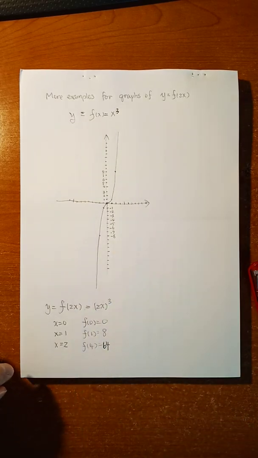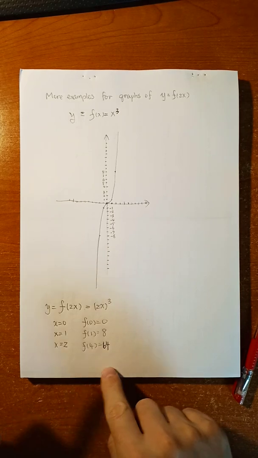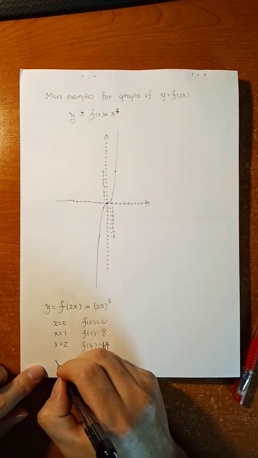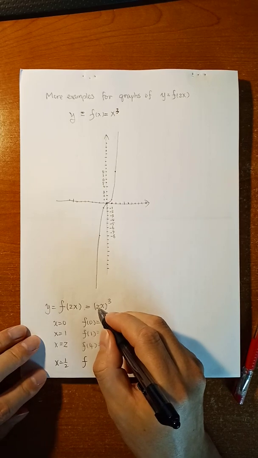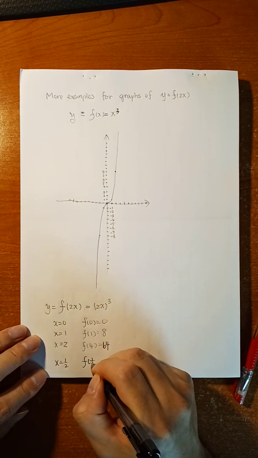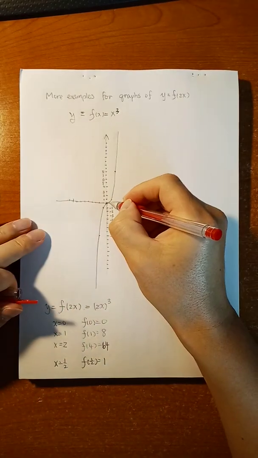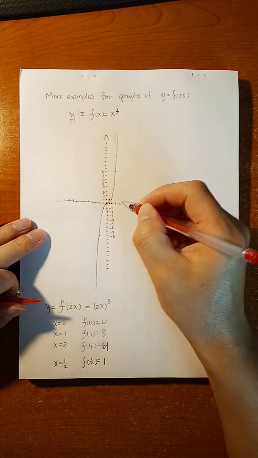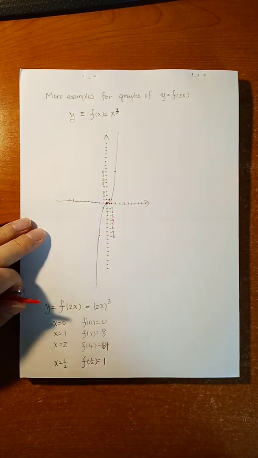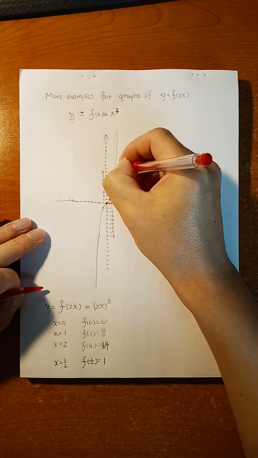It's 64. Okay, now let's check. It's too big, so I'm going to select some smaller number. When x is 1/2, 1/2 times 2 is 1. 1 cubed is 1. So 1/2 is here. When x is 1/2, y is 1. When x is 0, y is 0, so this is the point. When x is 1, it's already 8, so it's here.